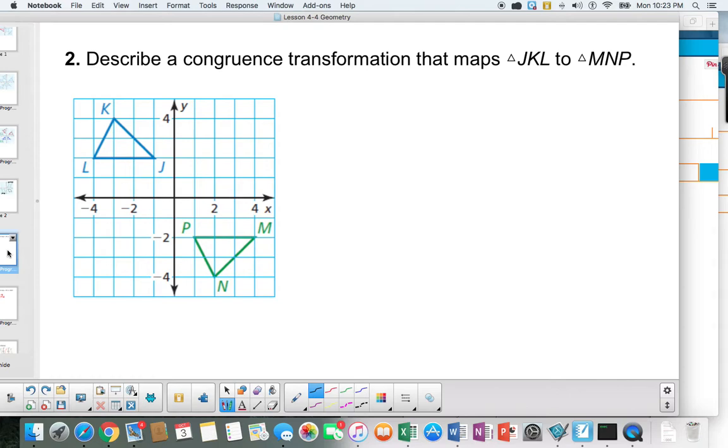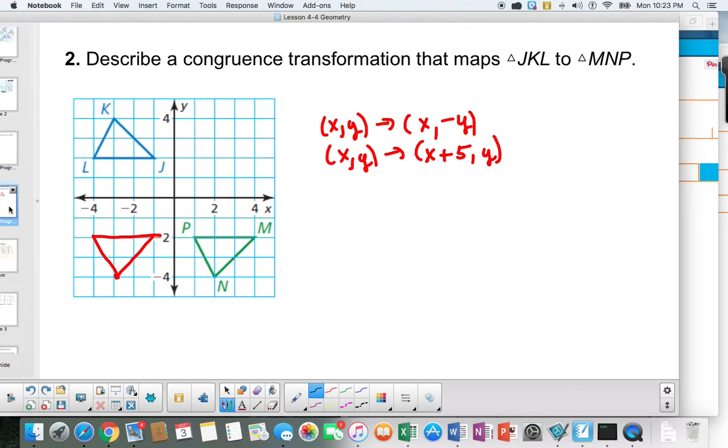Okay, now it's your turn. See if you can go ahead and map triangle JKL to triangle MNP. Stop the screencast and see if you can do that. Now this is my answer, and I needed to go through two transformations. I needed to go through a reflection, and then I needed to go through a translation.